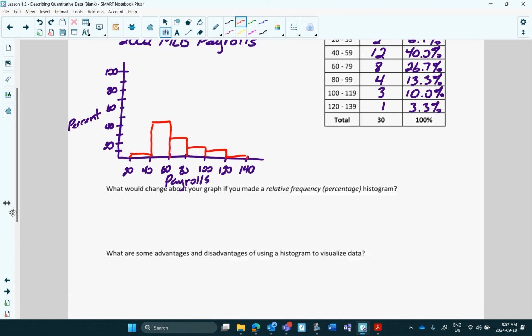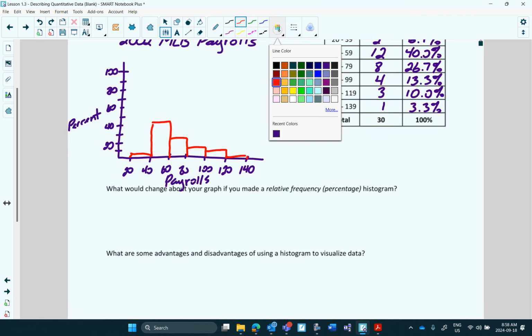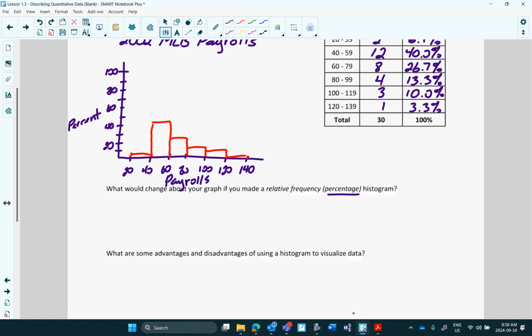I'm not even sure why I left this question in here because I gave you the answer. Like what would change if you made a relative frequency? Well, it'd be percent. So it'd be the frequency percent on the vertical axis instead of frequency.